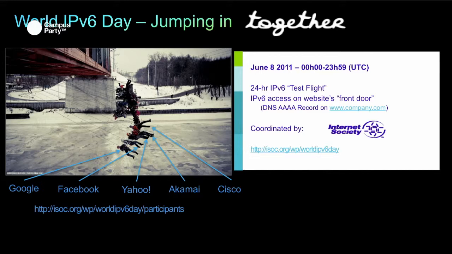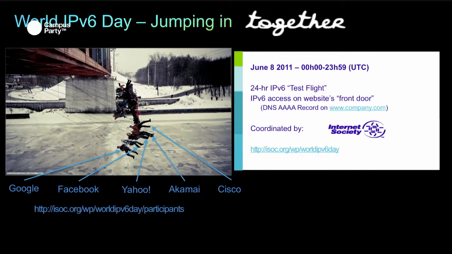So by doing it together, if a user has a problem and they try to go to Google and Google's broken, and then they go to Yahoo and Yahoo's broken, then they go to Facebook and Facebook's broken, oh wait a minute, something's wrong with my internet connection now. And they call their ISP. So it was to attract that call to the ISP that was delivering that V6 service. And this was a new idea, right? And we didn't know if it was going to work at all. So we organized a 24-hour test flight.